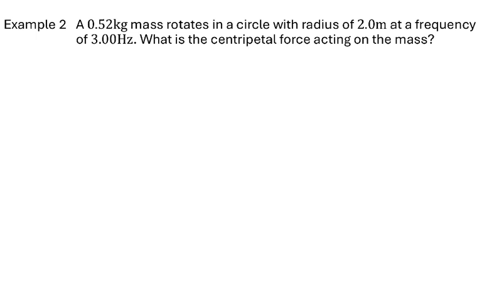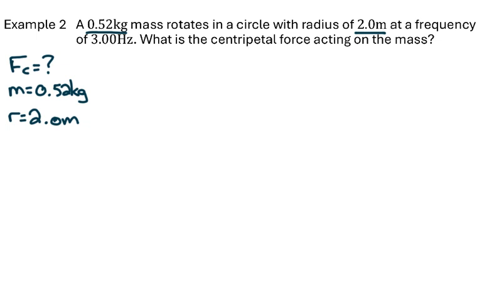Moving on, we have a 0.52 kg mass rotating in a circle with a radius of 2 meters at a frequency of 3.00 hertz, and I want to know what's the centripetal force acting on the mass. So centripetal force is Fc. That's what we've been asked to find. We have mass of 0.52 kgs, radius of 2.0 meters, and a frequency, which is f, of 3.00 hertz.